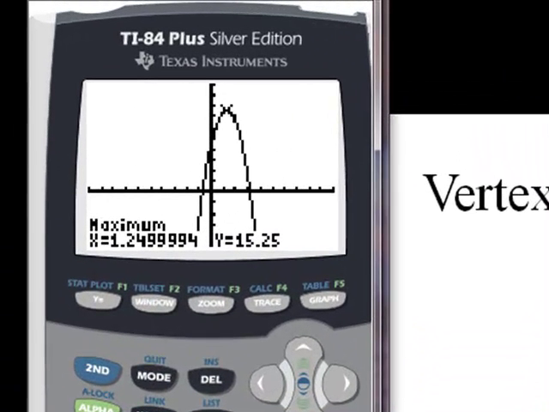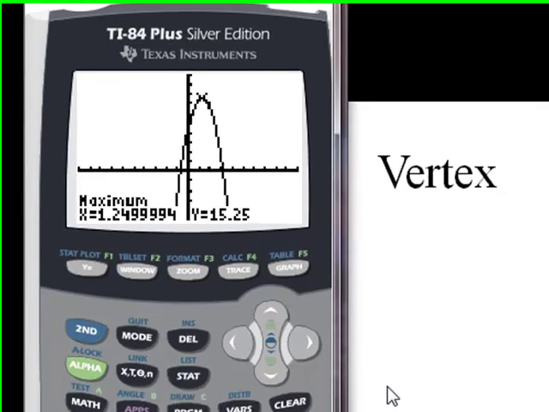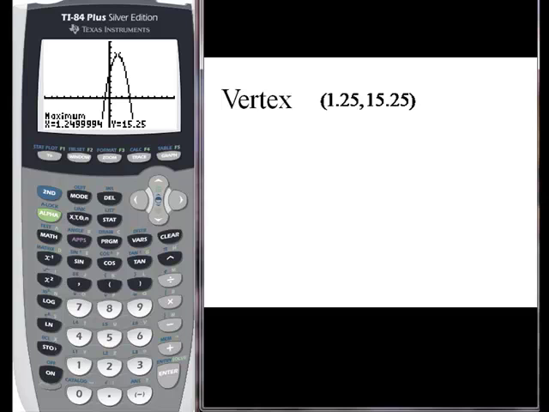And we get the x and y coordinate of our vertex, and because the calculator uses numerical methods, this actually will round to 1.25. You could see in the other video that we were able to get it to exactly 1.25. So there's our vertex. It's given as a point.